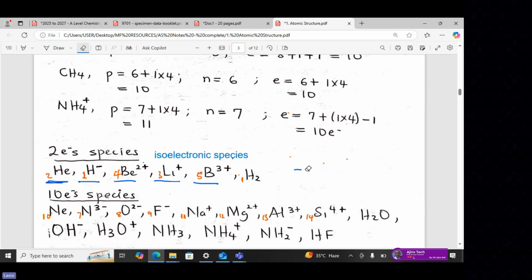So all these species I wrote here are isoelectronic. They contain an equal number of electrons. Do you understand that? Now let's go. What about the second one?